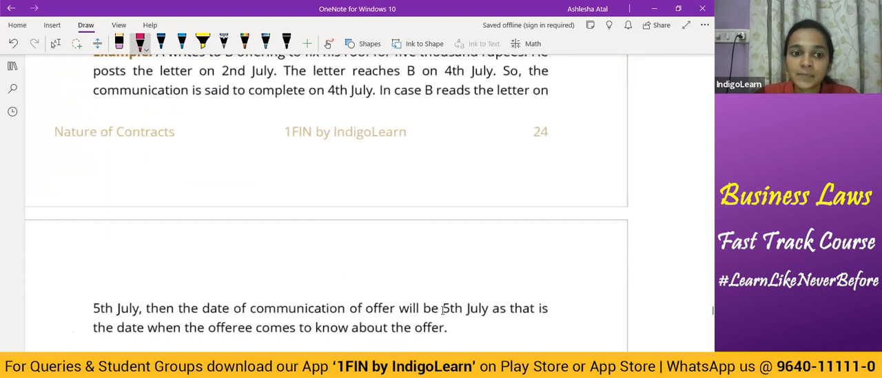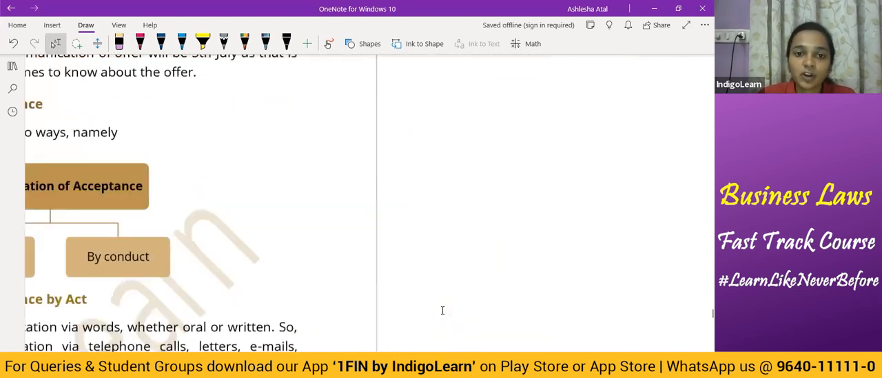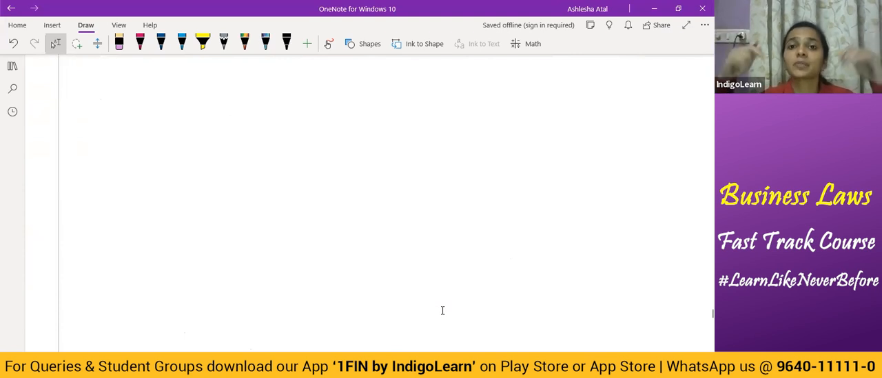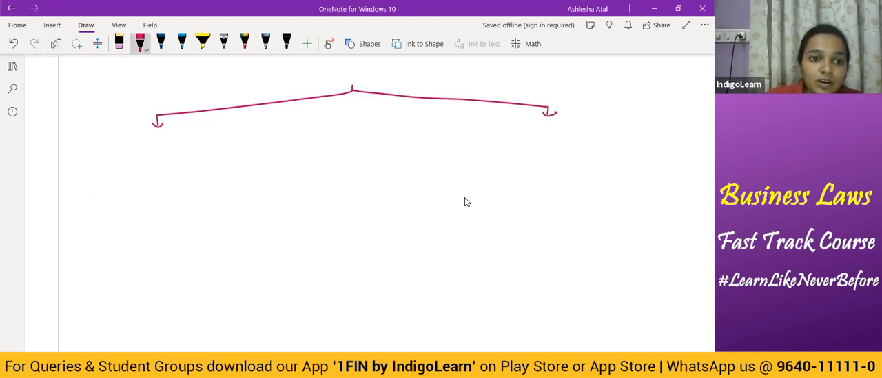Now let's talk of communication of acceptance. Now, when we talk of communication of acceptance, acceptance can either be communicated over telephone, over mails, by letters. So these are certain means of communication of acceptance. By conduct of the parties also in certain situations, the communication of acceptance is given. Now, when we talk about communication of acceptance, it is divided into two parts: from the offerer's or proposer's point of view, and from the acceptor's point of view.